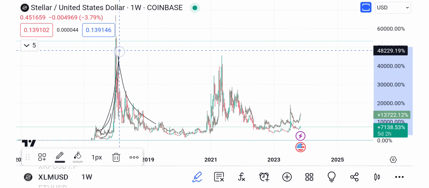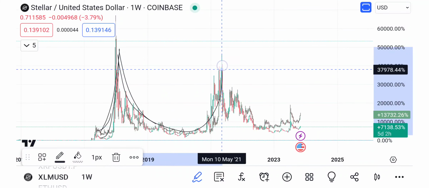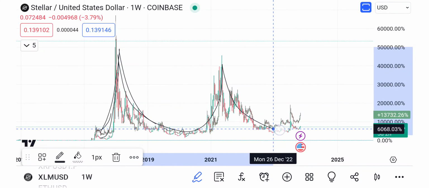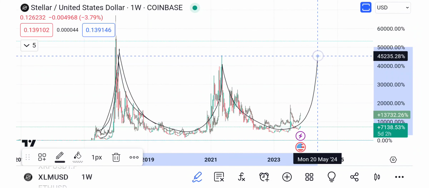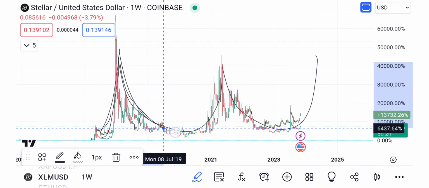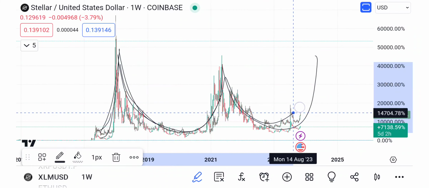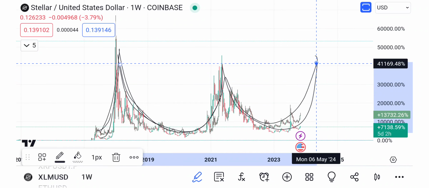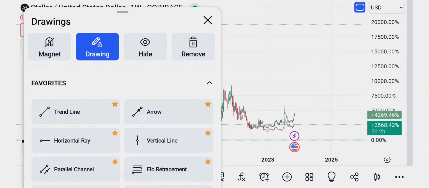So like I said, we had this big top, and we're in this retracement, which by the way looks to be like a cup and handle. So you have your monster cup and a monster handle, and I did the target with XRP. I can do the target with XLM as well, but better than that, I'll just pull up the fibs.